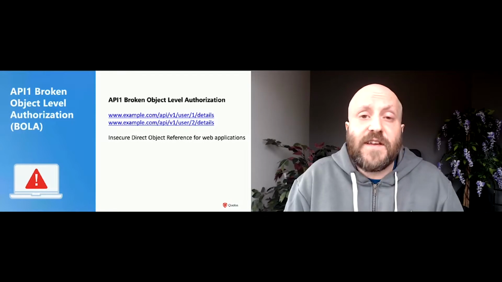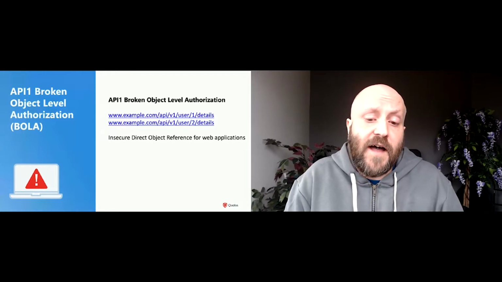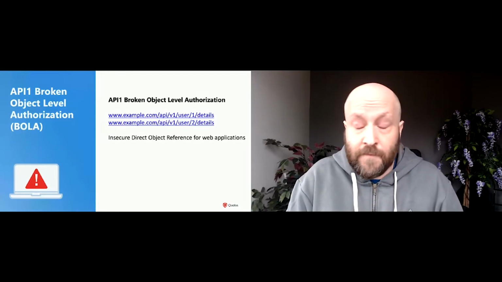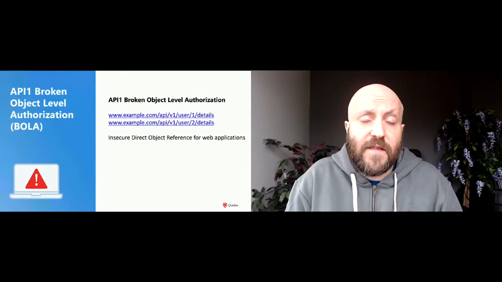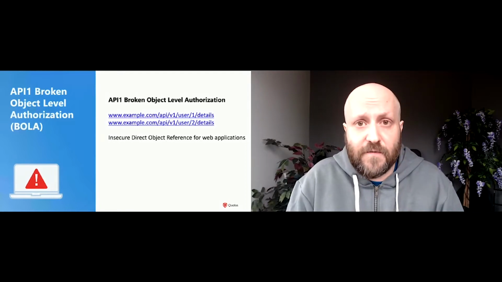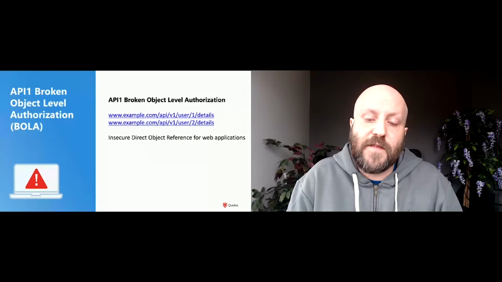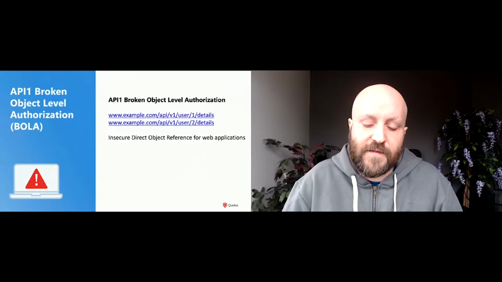And of course, it doesn't need to be as simple as an integer to still apply to broken object level authorization. It could be the username in that parameter, in that field. I've even seen an MD5 of the email address of the user getting used. And at first glance, it may look like it's a GUID or some sort of random string. But then you MD5 a few email addresses and realize that that's actually how they're doing their access.